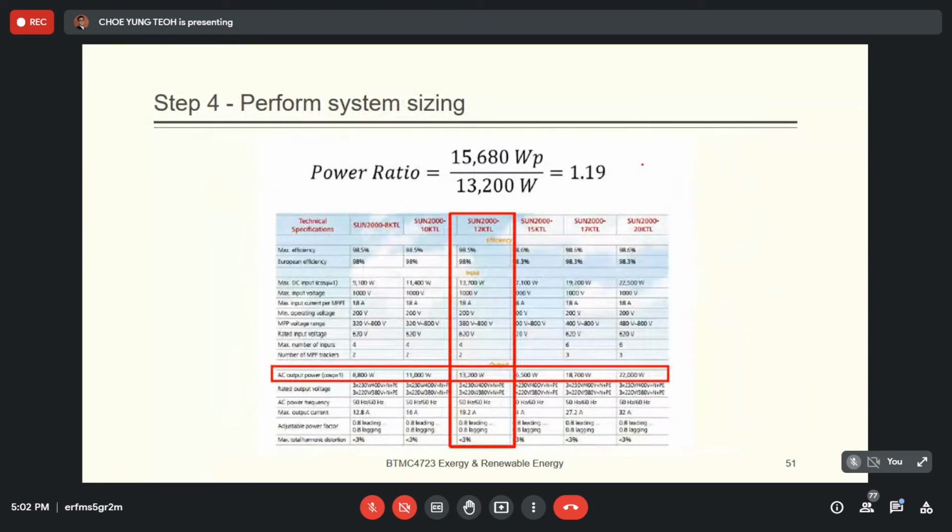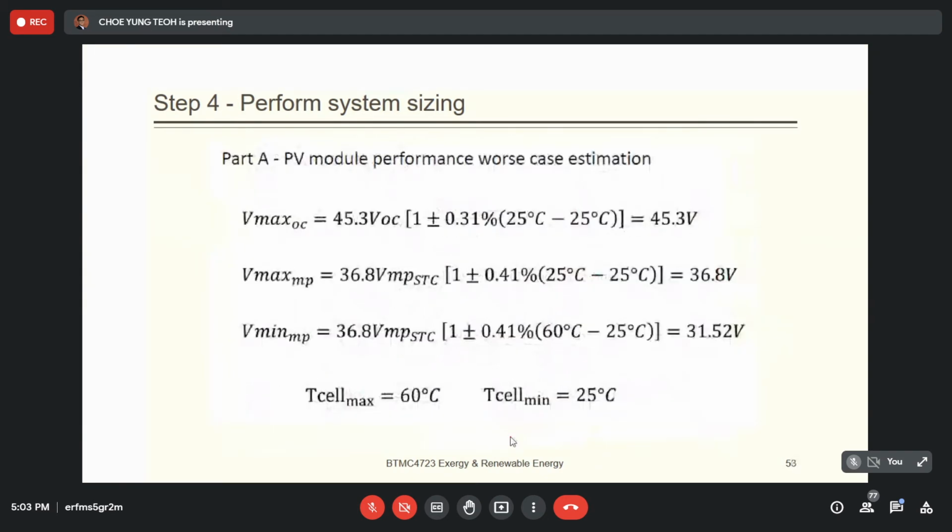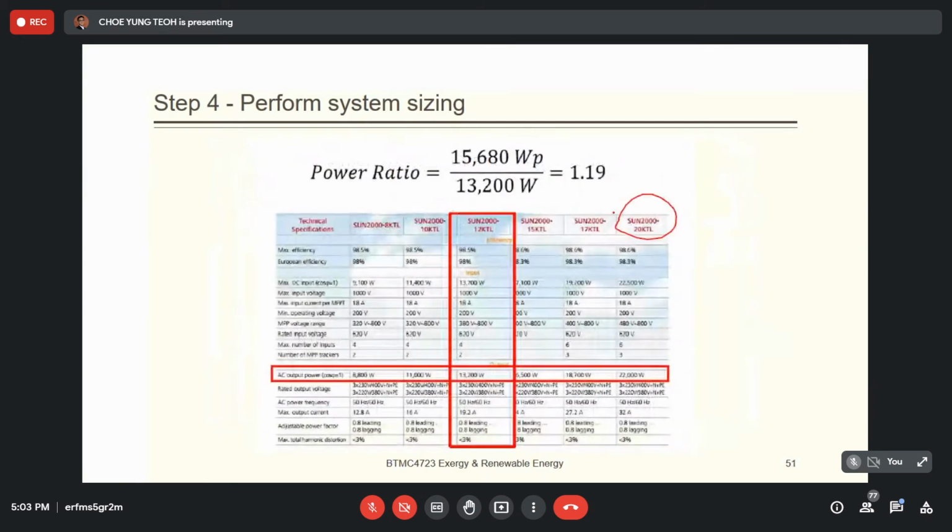Okay, which inverter do you want to use? We have 123.28. Can I say I use 6 pieces of the Sun 2020 KTL? Can I use this one? Okay, let's say I choose that one. Then we come back. Okay, wait first. We check the info.